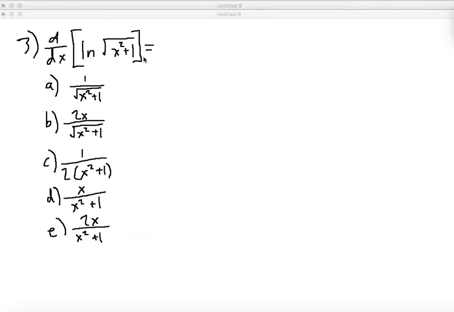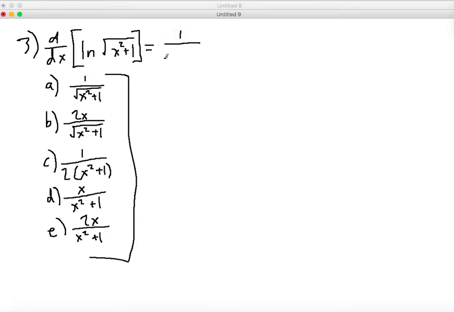For problem number 3, we're going to once again use the natural log rule, and that says that we're going to take 1 over whatever's on the inside of the natural log times the derivative of that inside using a chain rule. So we're going to have 1/2 times x squared plus 1 all to the negative 1/2 power, and then the derivative of the inside of that will be 2x.